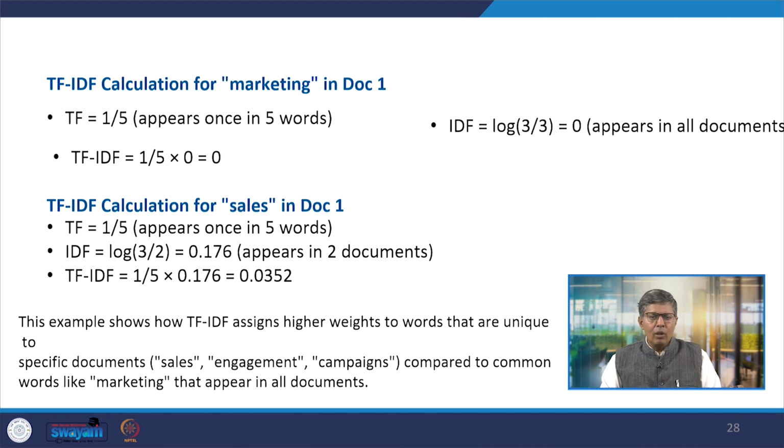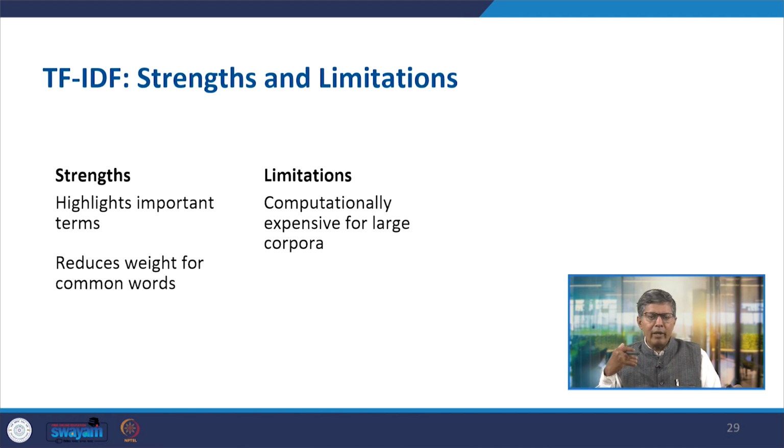With this, I will also try to understand the strengths and limitations of TF-IDF. The strength is that it highlights the important terms and reduces weight for the common words. The common word was marketing in that case. The limitation is that it is computationally very expensive for large data sets or large documents. Otherwise, TF-IDF is better than the bag of words, as we have mentioned.